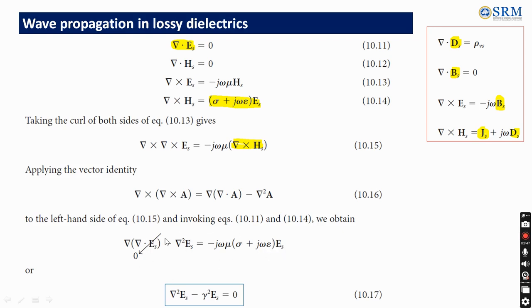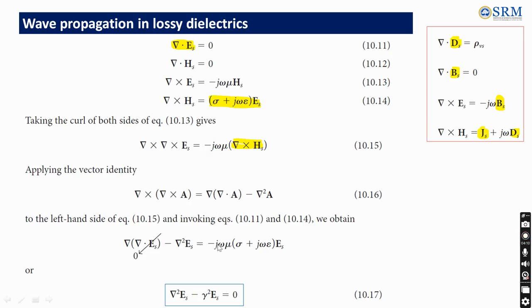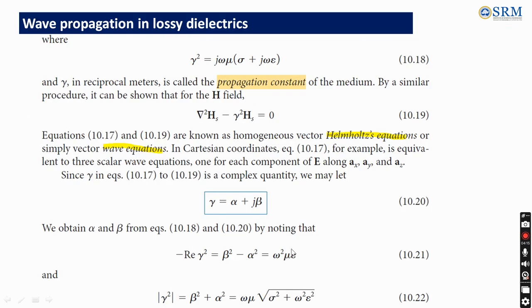So the complete equation is going to turn out to be in terms of electric field. We already know from the first equation del dot Es is 0, so that is cancelled, and we can write here del square Es, and this is going to be a constant. I am going to take it to the left hand side, so minus gamma square Es is equal to 0. The gamma square is nothing but, as we saw, j omega mu into sigma plus j omega epsilon, right? And this gamma is a propagation constant, okay?